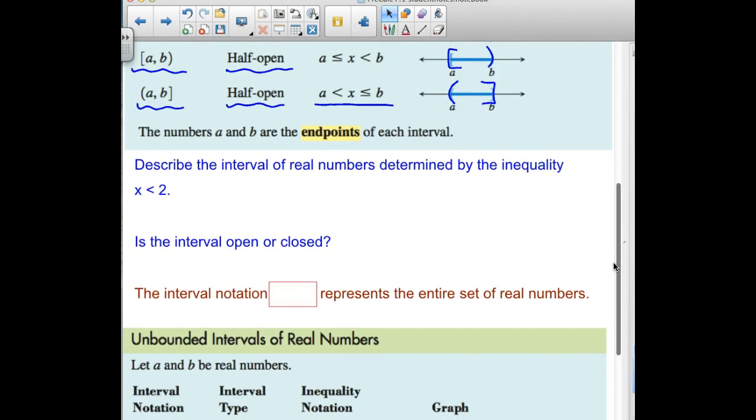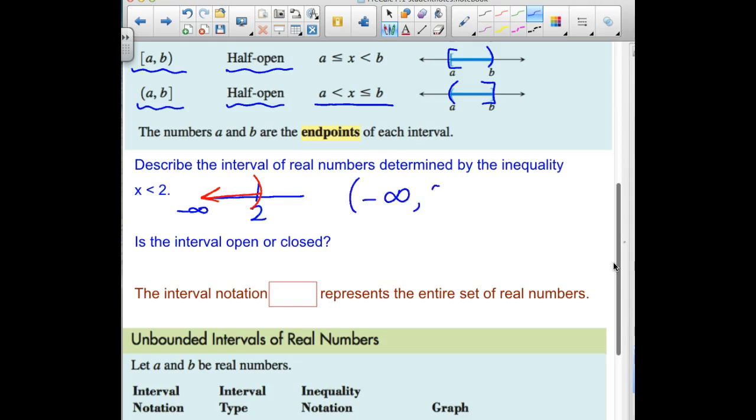All right, so question. Describe the interval of real numbers determined by the inequality x is less than 2. So we want all the numbers smaller than 2. On a number line, we would look at it like this. Rounded bracket at 2 and everything included to the left of that. That means it's going towards negative infinity. So if we were going to state this as an interval, we could say from negative infinity up to 2.